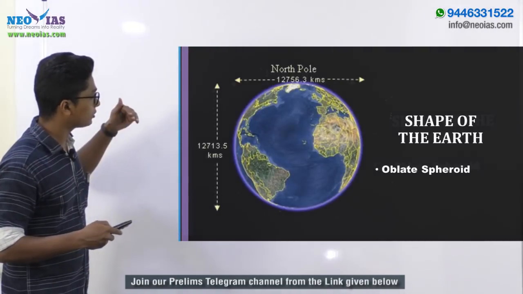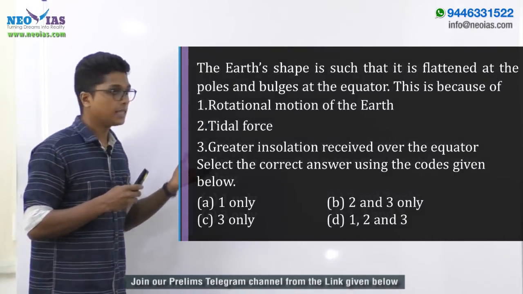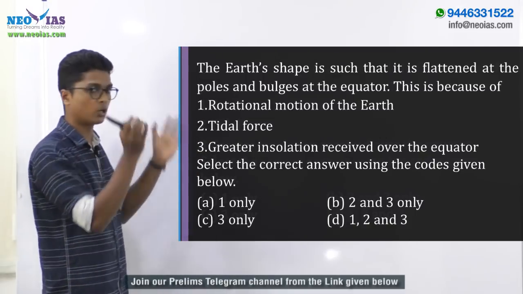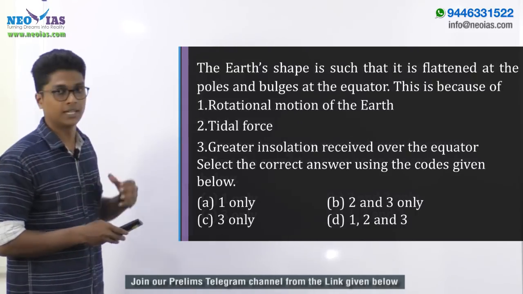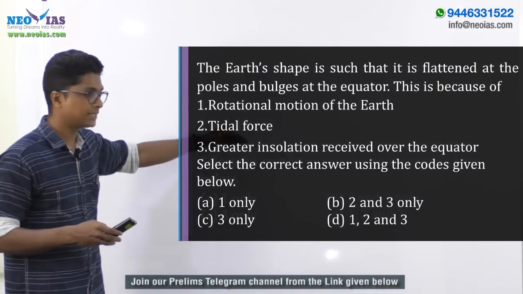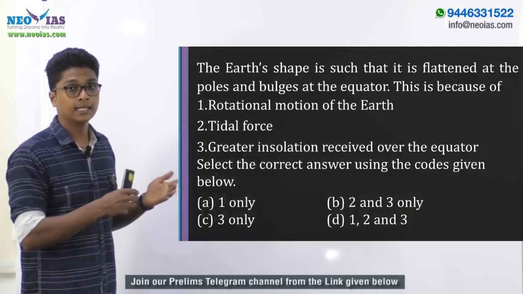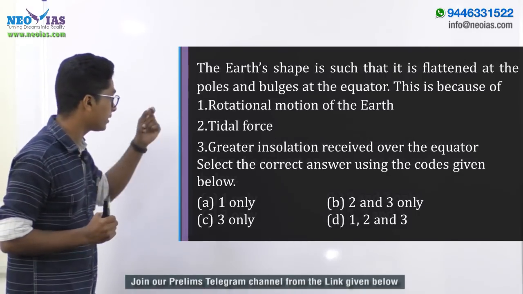Now let's go back to the question. The question is asking you the reason behind this particular shape of the earth, why it is flattened over the poles and why it's bulged over the equator, right? Going through the options, rotational motion of the earth, which we have already seen, is the reason why the earth is flattened at the poles and bulged at the equator, right?